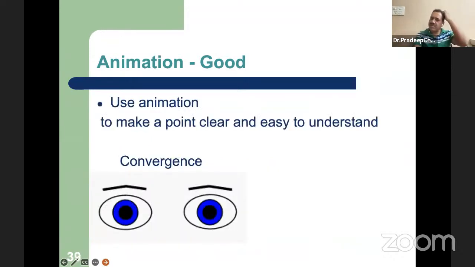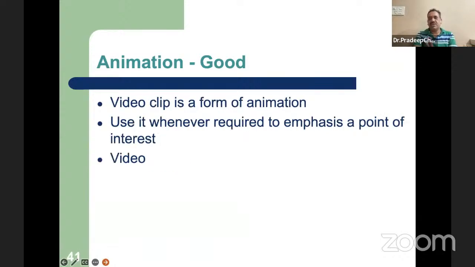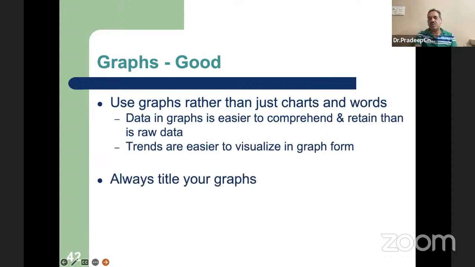Suppose you are an ophthalmologist: you can use animation to show convergence and divergence. Use a video clip in the form of animation whenever required, to emphasize a point of interest. That's why you use videos; otherwise you don't require them.